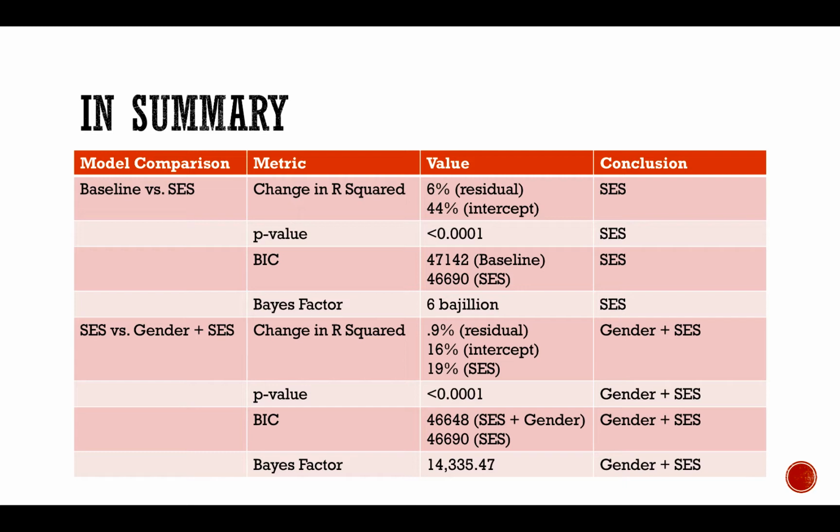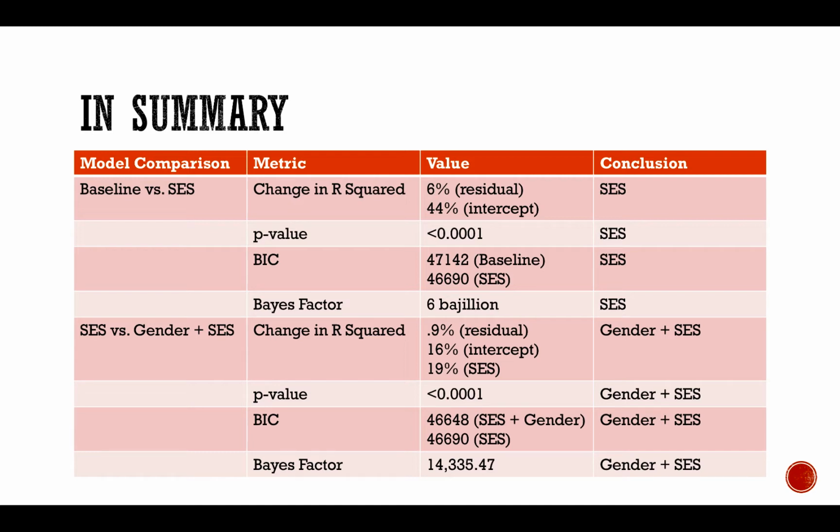Likewise, if we compare the BIC values, this tells us that socioeconomic status is, once again, the favored model. And finally, we used the Bayes factor, which was 6 bajillion, or something like that. That tells us that, again, the socioeconomic status model was the preferred model.